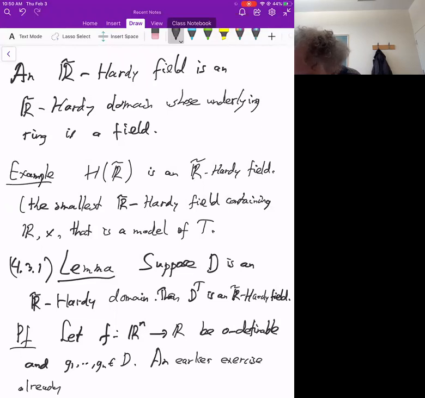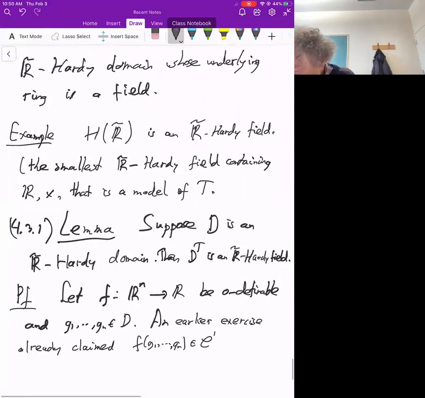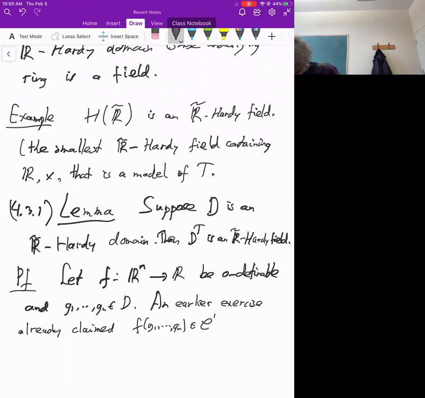The exercise already claimed that F of G1 up to Gn is at least a C1 germ. Or actually, since the G1 up to Gn are CR for every natural number R, it will actually be a CR germ by that exercise.